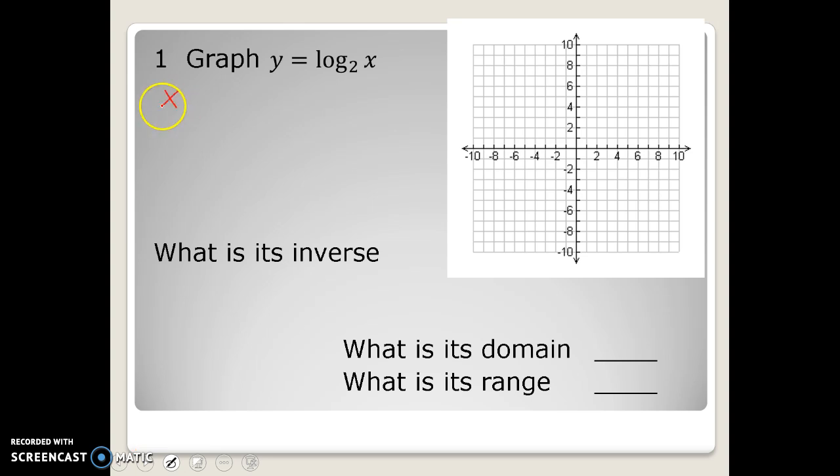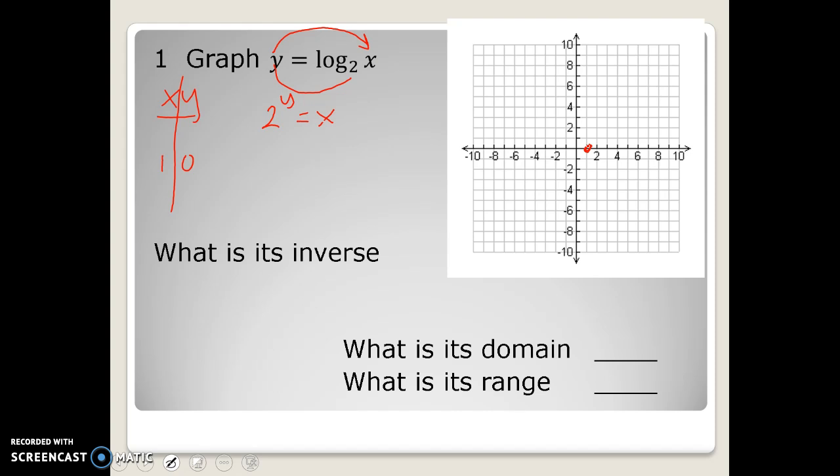In order to graph this, I'm going to make an x and y chart here and plug in some values that we know can work, and it might be easiest if I rewrote this in exponential form, which is the form that we're used to seeing. If I did that, I would have 2 to the y equals x. So I'm going to start by plugging in values of y that I know will give me numbers for x. For example, I'm going to plug in a y value of 0, because I know that 2 to the 0 is going to give me an x value of 1. That's going to be a point right here on my graph at (1, 0).